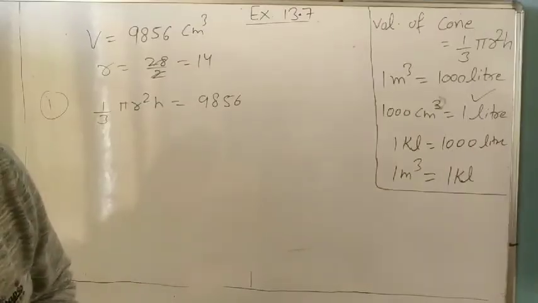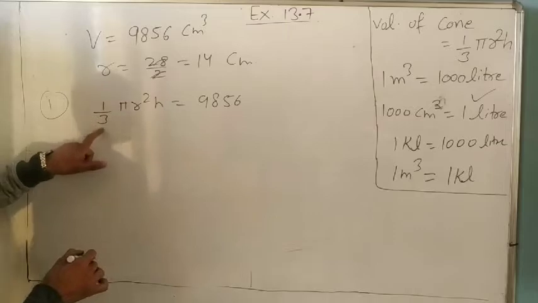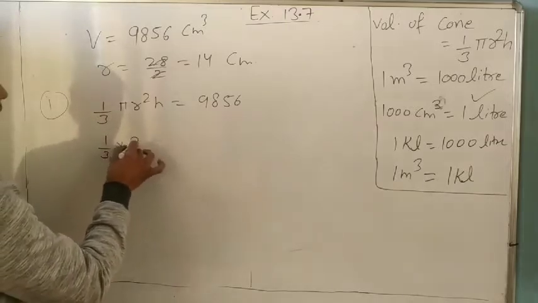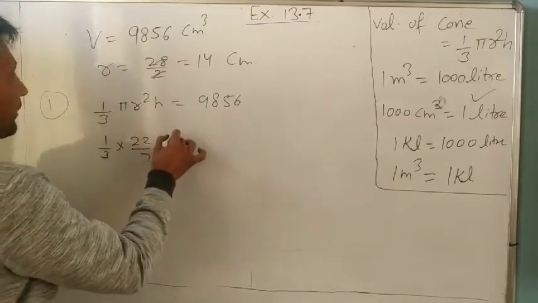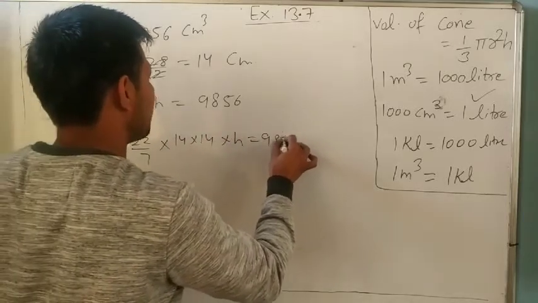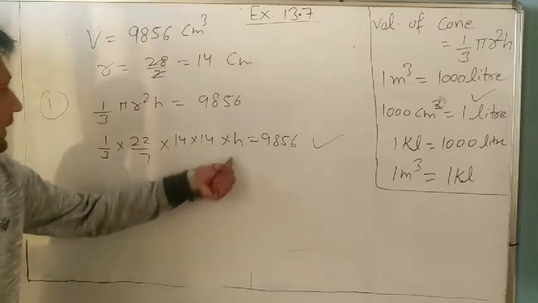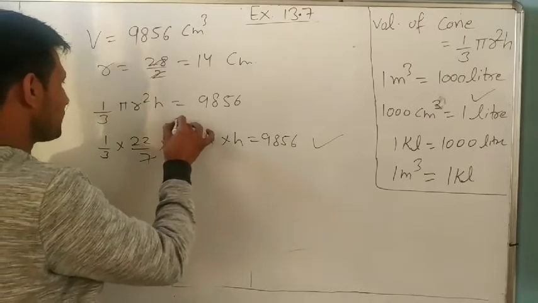9856 centimeter cube. Understand it? Yes. 1 by 3, pi is 22 by 7, r is 14 into 14 into h equal to 9856. From here, can you find height? Yes.